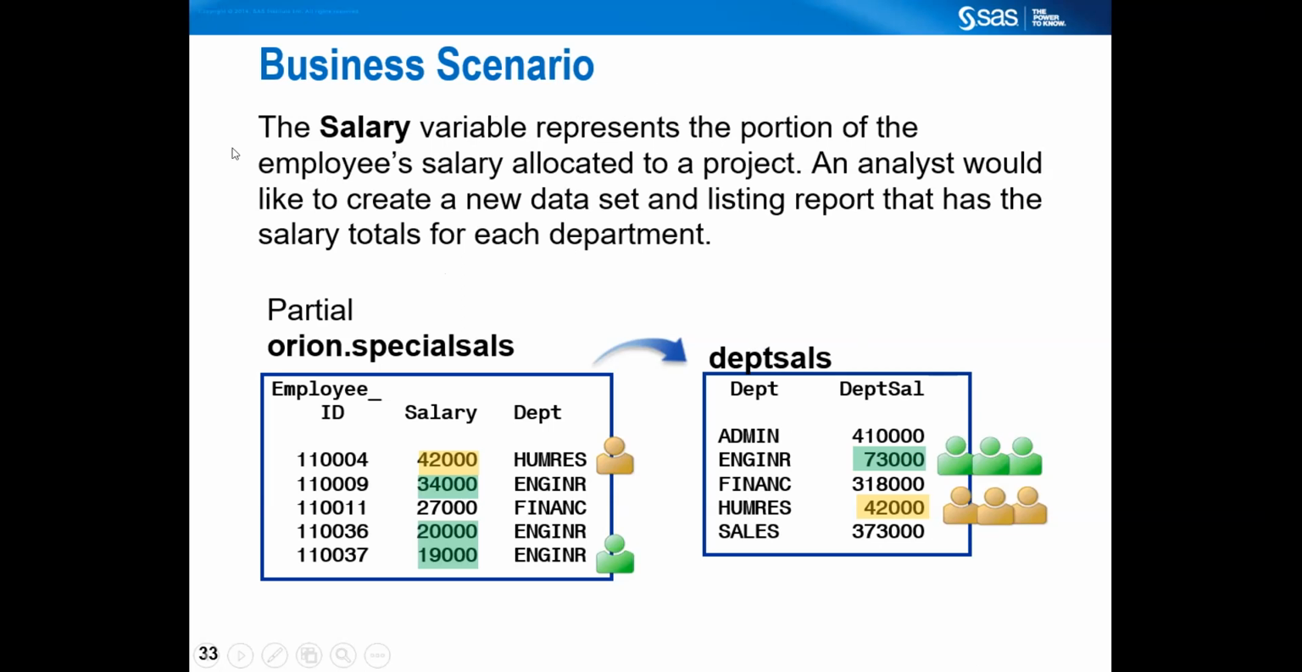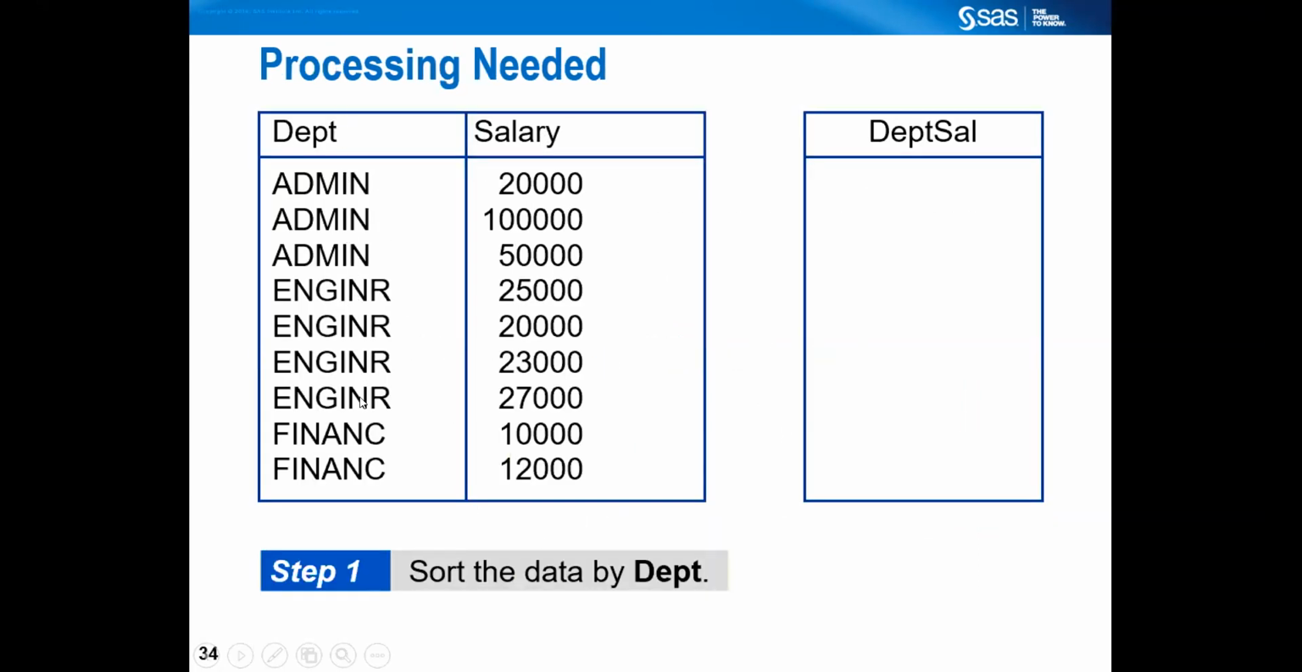So it's telling the salary variable represents the portion of the employee's salary allocated to a project. An analyst would like to create a new data set and listing report that has the salary totals for each department. So very first thing is we need to sort your input table on the basis of department. So that's what here you have the table which is sorted as per departments.